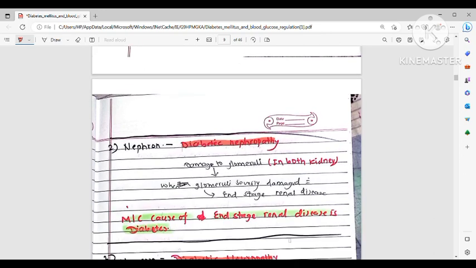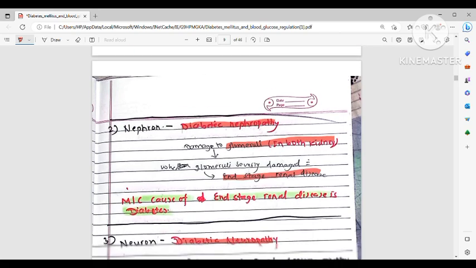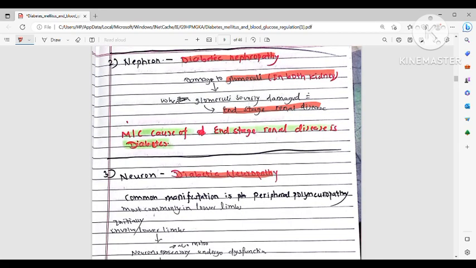Let's discuss diabetic nephropathy. Advanced glycation end products lead to damage of the glomeruli in the Bowman's capsule in both kidneys. When the glomeruli are severely damaged, this leads to end-stage renal disease. The most common cause of end-stage renal disease is diabetes.